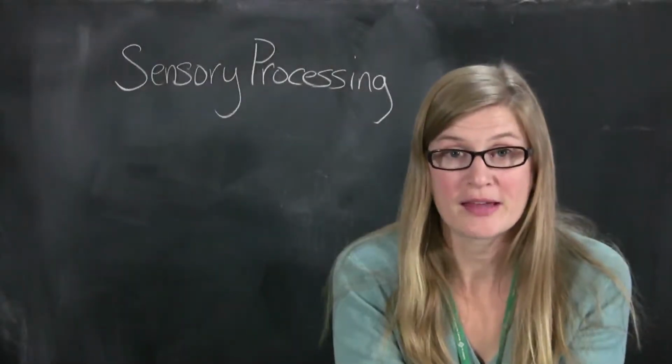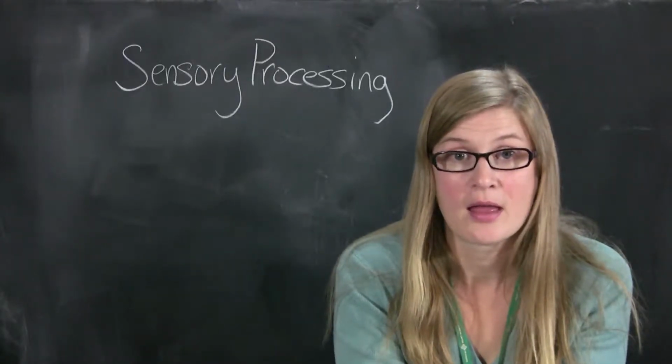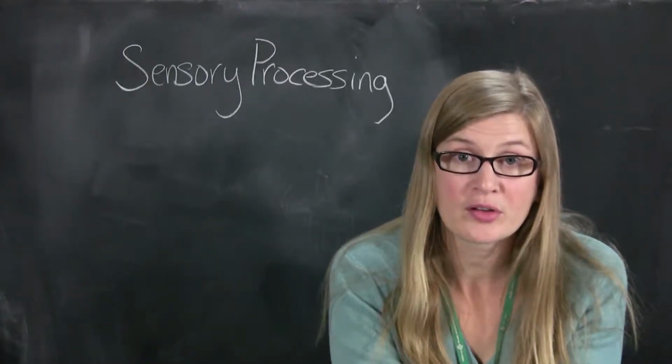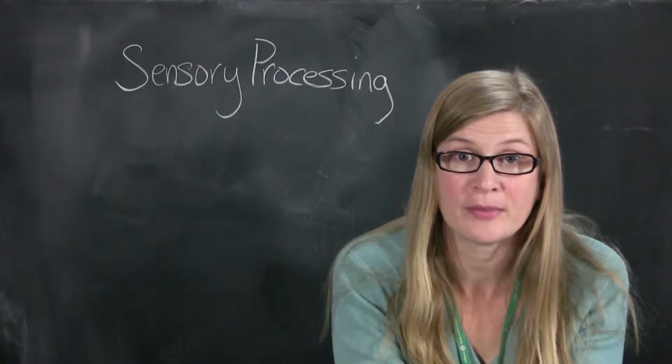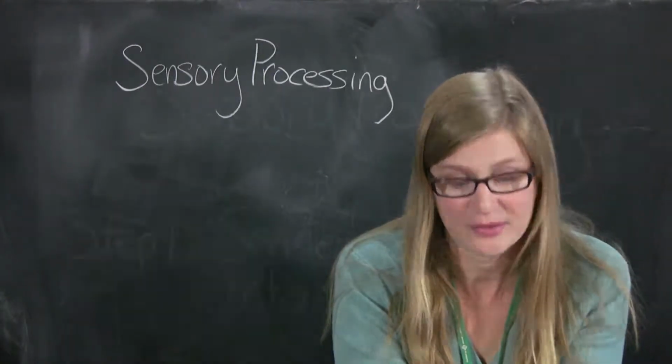So, we've reviewed the 7 senses. Now, let's really get into sensory processing. Sensory processing, also called sensory integration, refers to the way that our brains receive, interpret, and process information from all of the senses. You can think of it as happening in 3 steps.